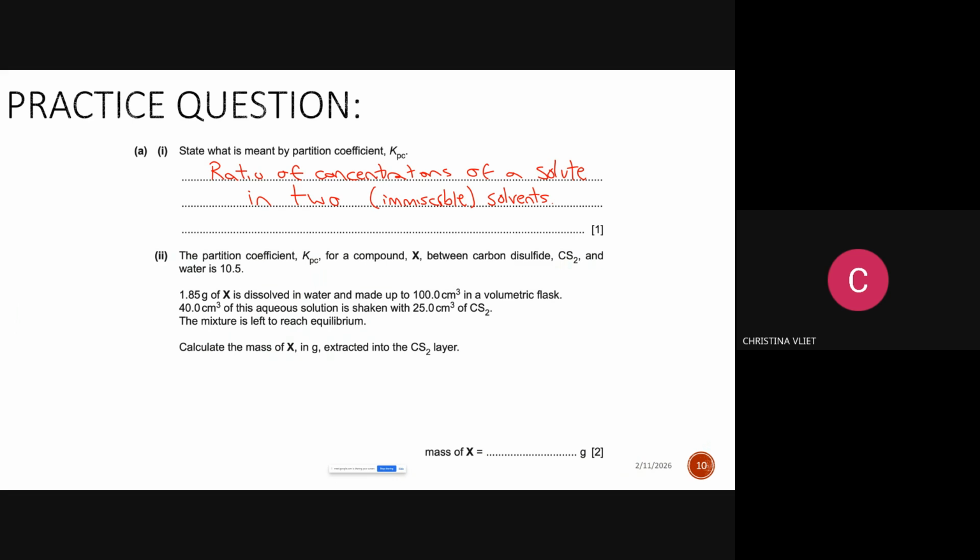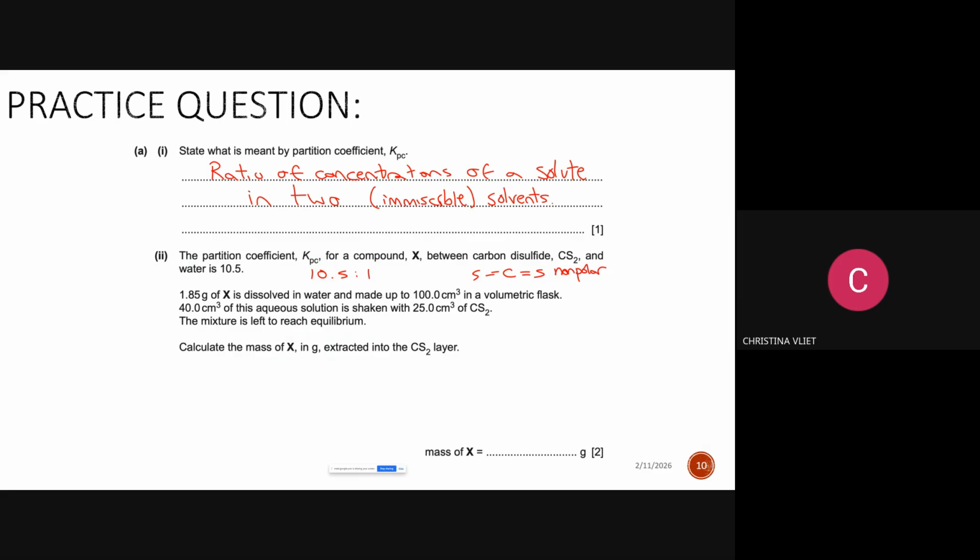All right, and here's our last question. This one should be very similar to the last one. Look at how much space they give you. The partition coefficient for a compound X between carbon disulfide, is carbon disulfide polar or non-polar, by the way? That's so non-polar. Non-polar and water, polar, is 10.5. And what does that number 10.5 mean? If I'm reading a KPC, what does that mean ratio-wise? It means 10.5 to 1.